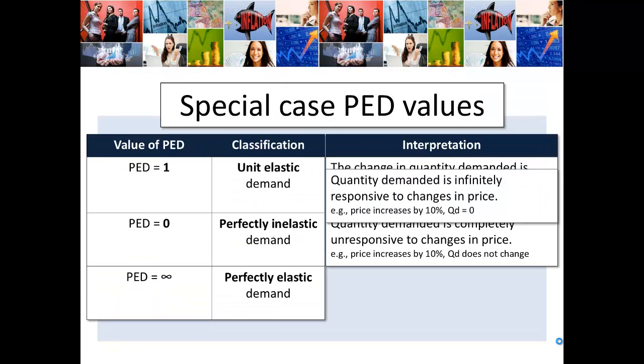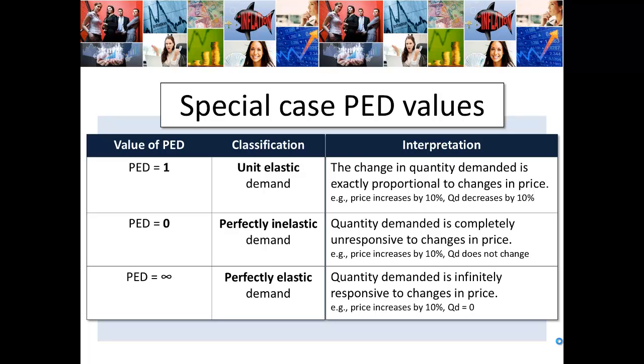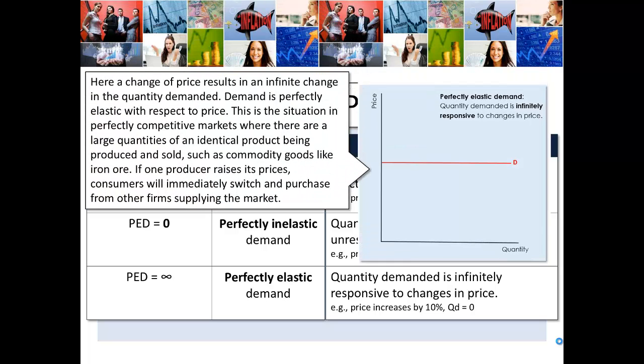Infinite price elasticity of demand. We're talking perfectly elastic demand. The quantity demanded is infinitely responsive to changes in price. So any increase in price, then the quantity demanded is going to fall right back to nothing. And we have this perfectly elastic horizontal demand curve. So perfectly elastic demand, quantity demand is infinitely responsive to changes in price.